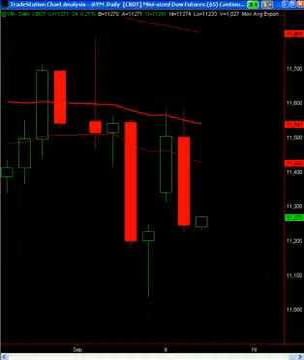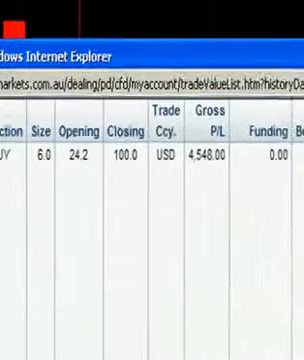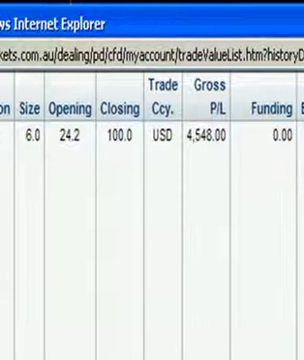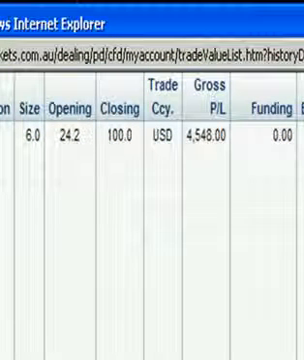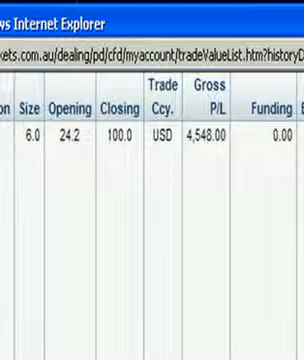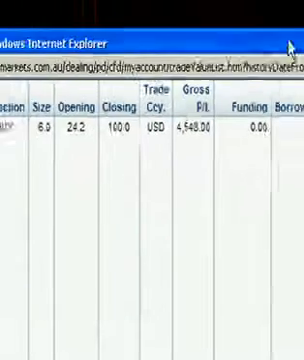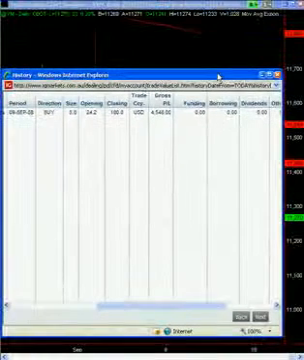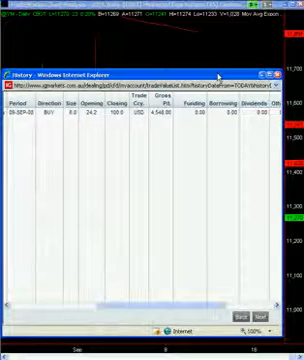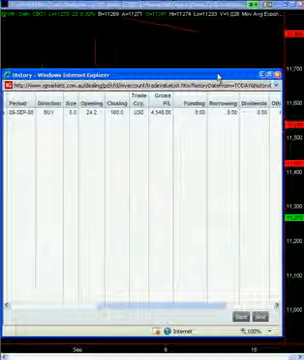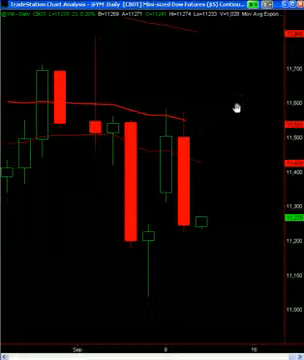I'll just bring up the account statement here. I actually bought what's called a binary. It's a form of intraday option. I bought it at 24.2 and the closing level was 100. So I made the maximum profit potential on the binary option with a gross profit of 4,548 US dollars, which is around about 5,300 Australian dollars. Alright, so back to the chart.